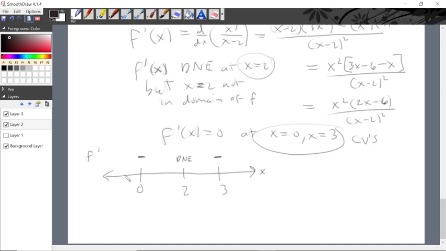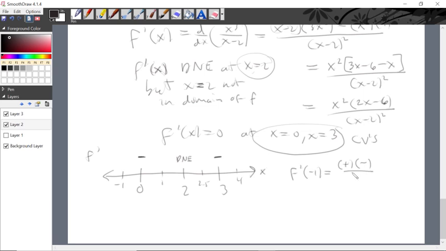Okay, let's test within these intervals, sub-intervals, like at -1, +1, 2.5, and 4. Let's see what happens. f prime of -1, for instance. Here's our f prime right here. f prime of -1, I'm going to get a positive, because -1 squared. And then we get 2 times -1 is -2 minus 6. That's going to give us a negative.